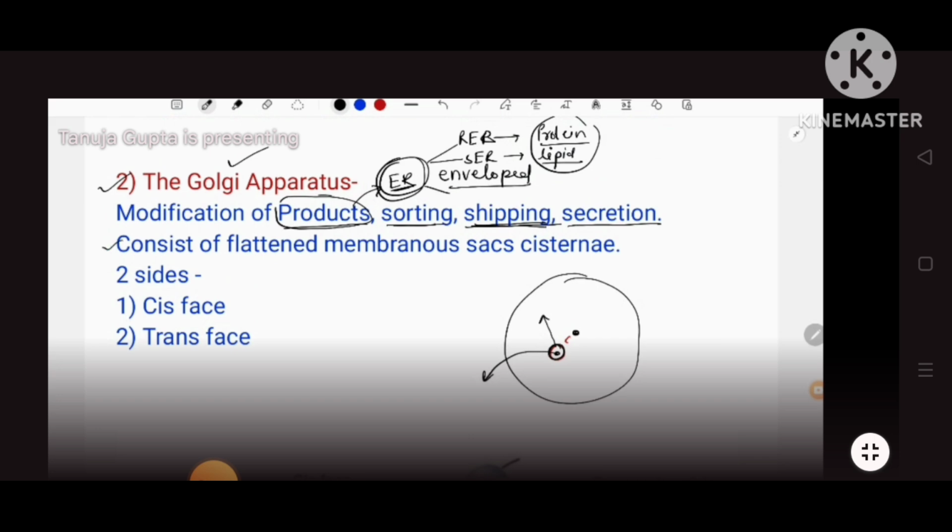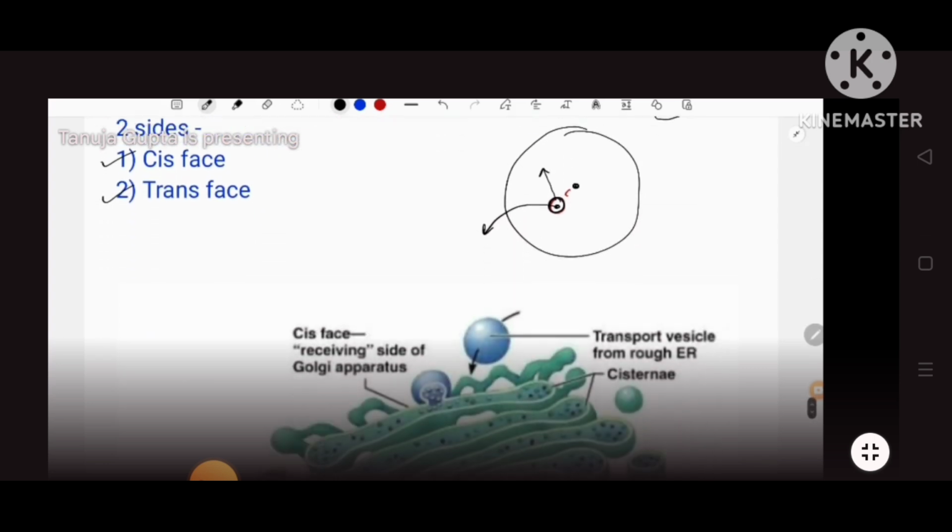One more thing. Golgi consists of flattened membranous sacs, which are called cisternae. Just remember they are made up of cisternae, sac-like structures which are put parallel over each other. In the Golgi there are actually two faces, one is the cis face, another is the trans face. So what does it mean?